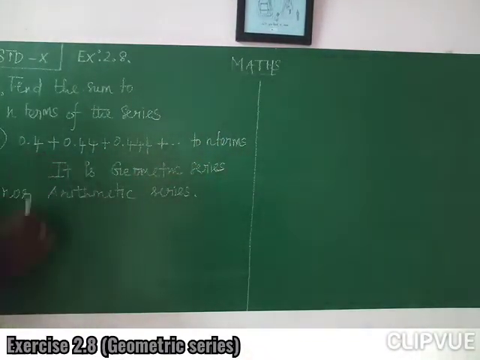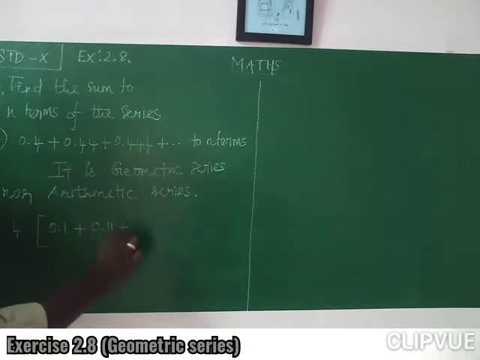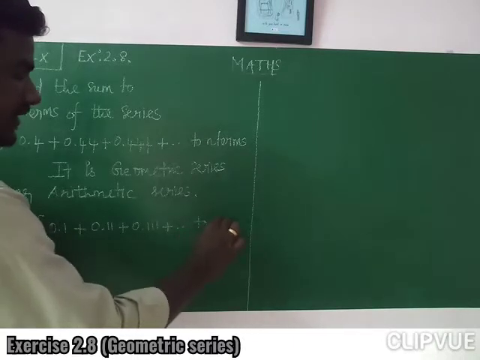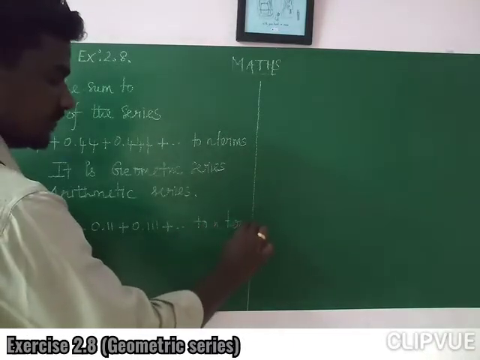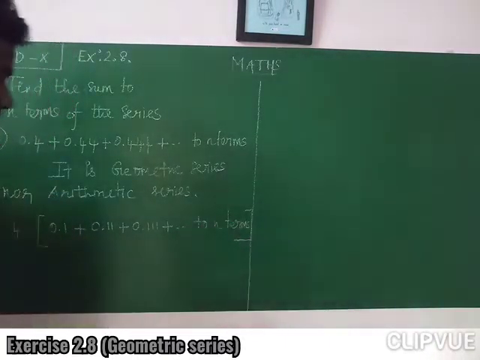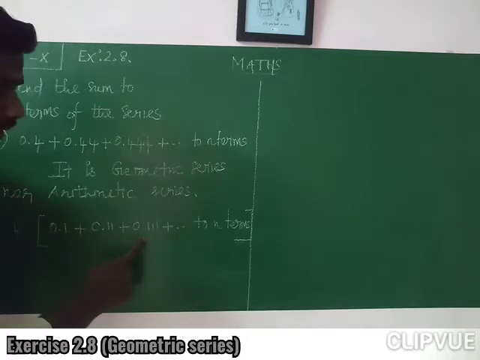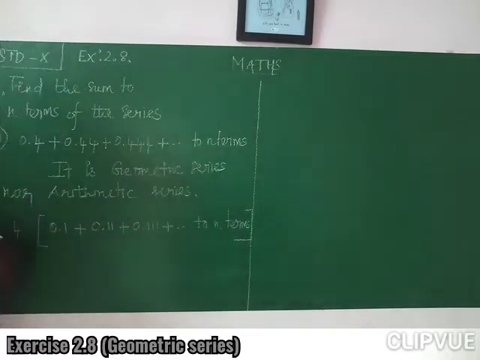Now here 4 is a common factor. If you take 4 out in this series, what do we have? 0.1 plus 0.11 plus 0.111 to n terms.